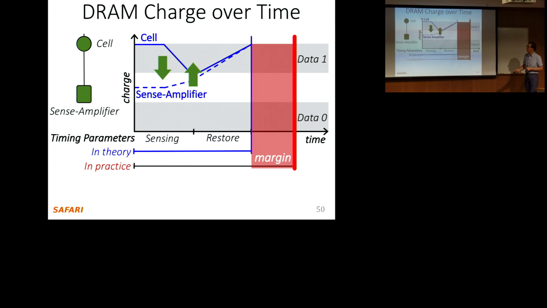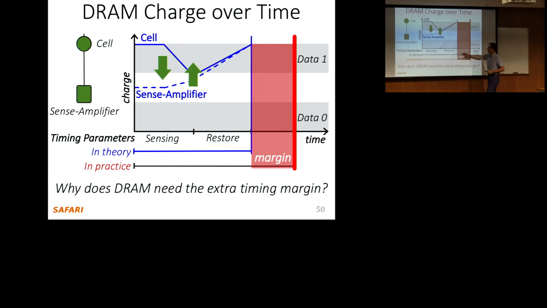Basically, we add some margin to this. Even though the cell restoration may be done at this point, the timing parameter is specified to have this very long margin over here. So this is the timing parameter. So why does DRAM need the extra timing margin?